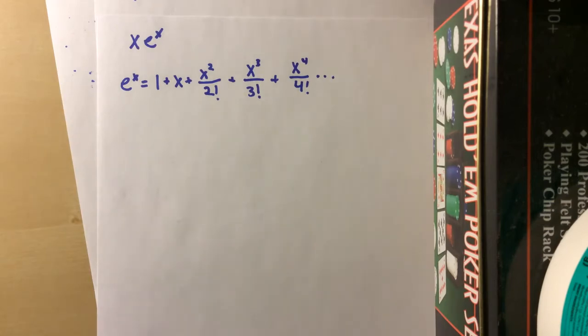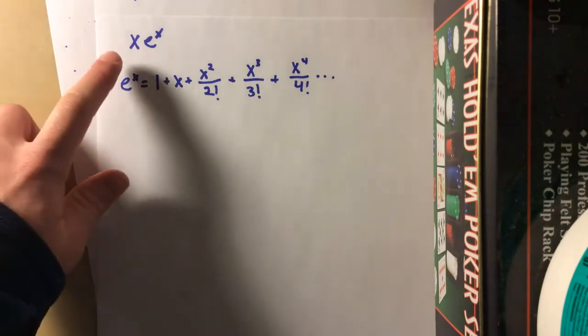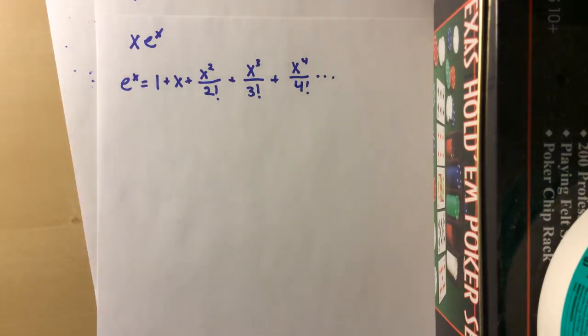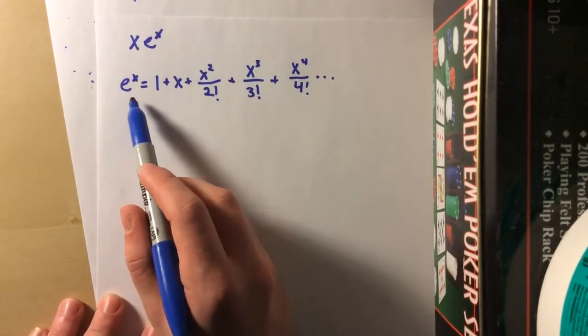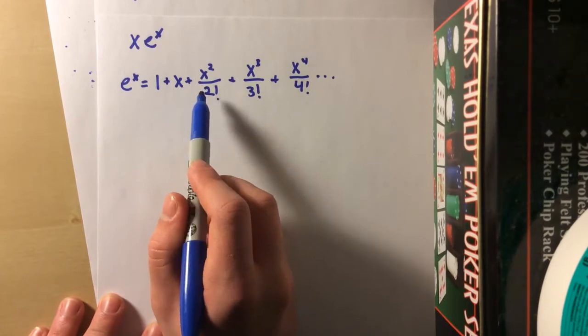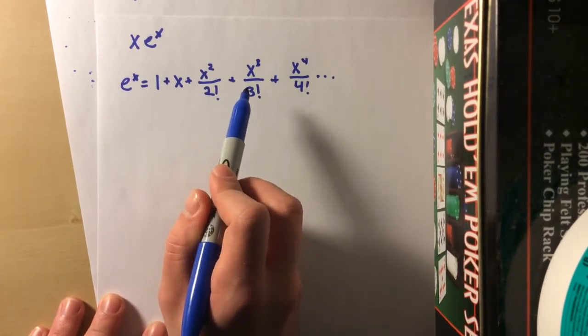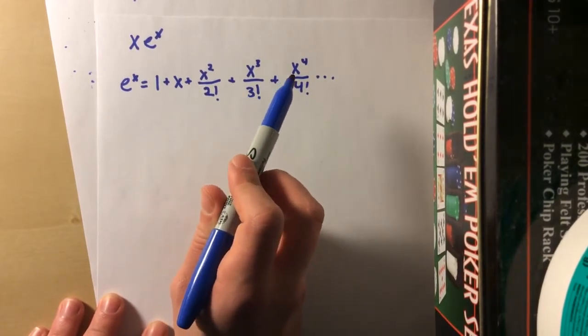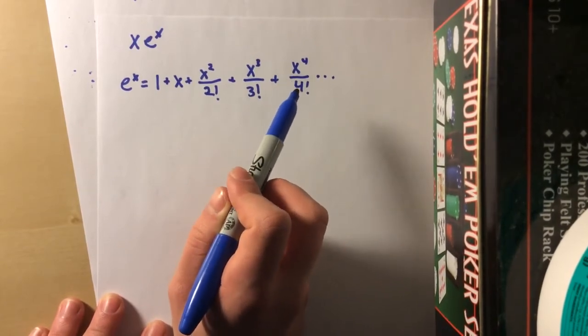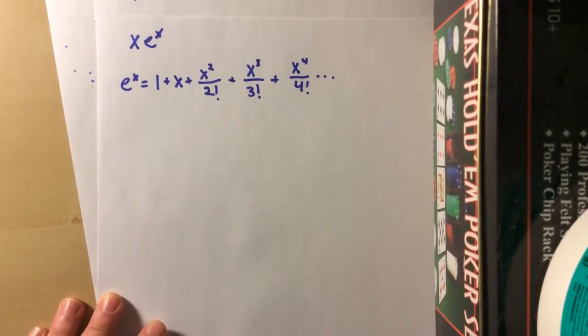Now let's look at how to rewrite a function as a series. So we have this function x times e to the x. Well, if you remember from writing out many Taylor polynomials, the Taylor series of e to the x is 1 plus x plus x squared over 2 factorial plus x cubed over 3 factorial plus x to the fourth over 4 factorial, and that goes on till x to the n over n factorial.